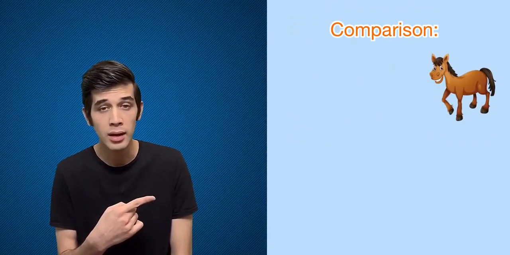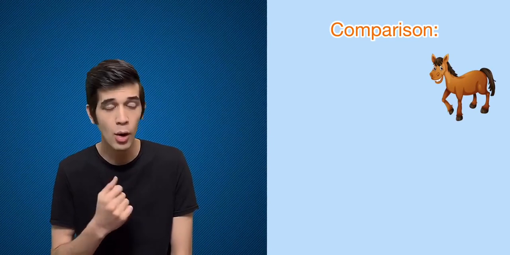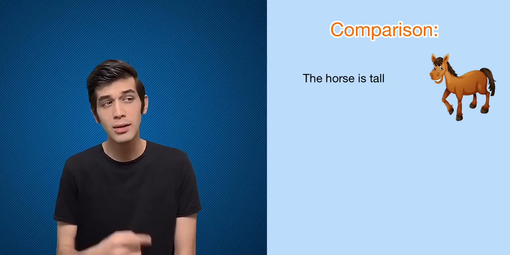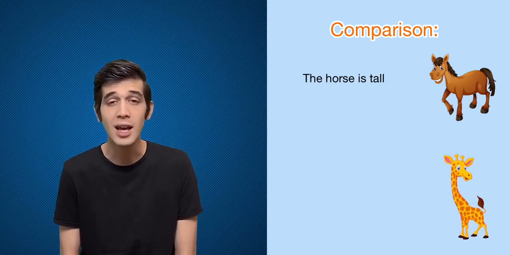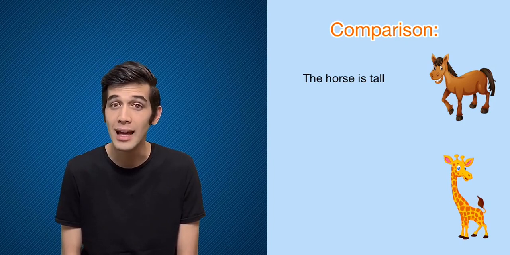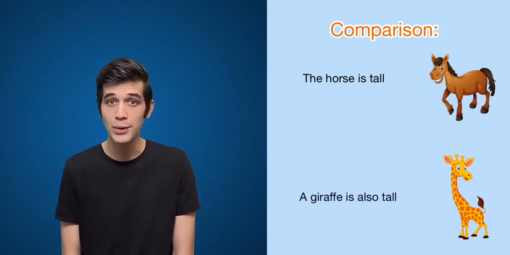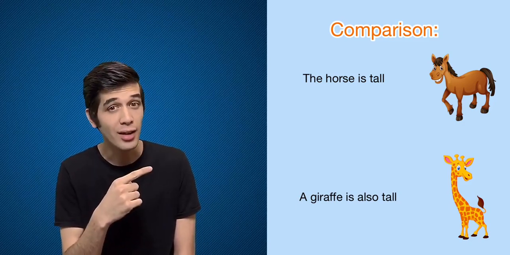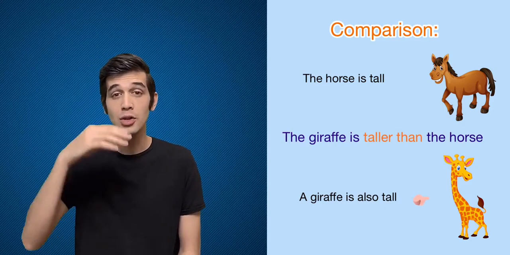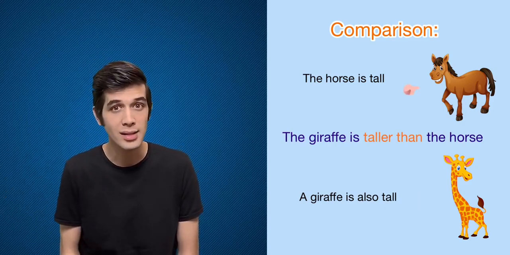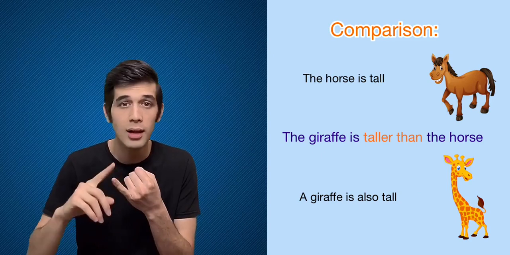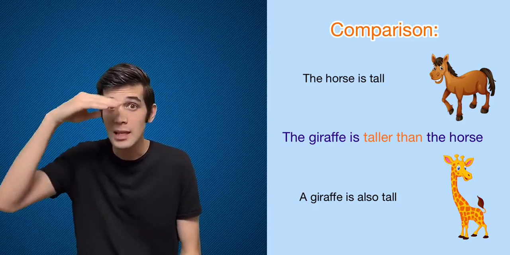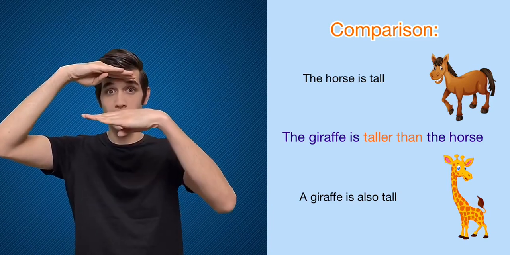Look at this animal. It's a horse. The horse is tall. Look at this other animal. It's a giraffe. A giraffe is also very tall. Which one is taller? The giraffe is taller than the horse. The giraffe is tall, the horse is tall, but the giraffe is taller than the horse.